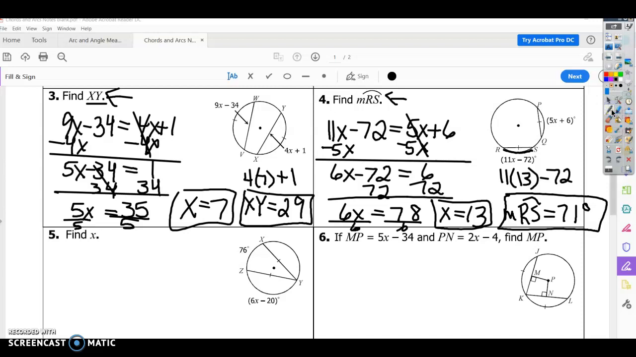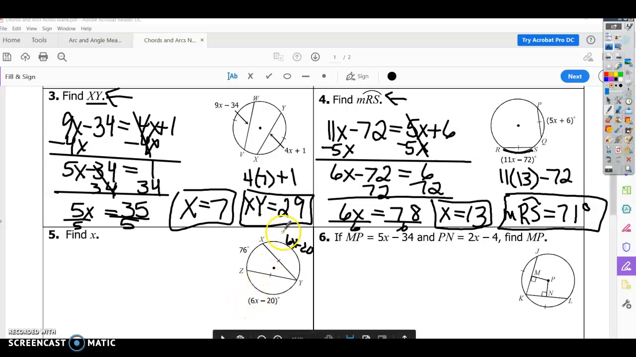All right, for number 5, this one looks a little different, but we do have two chords and those are congruent, which means this arc and this arc are also congruent. So you know that this is 6x minus 20 as well. We also know from previous videos that the whole circle has to equal 360 degrees, so we're going to have to use that this time in order to solve this.